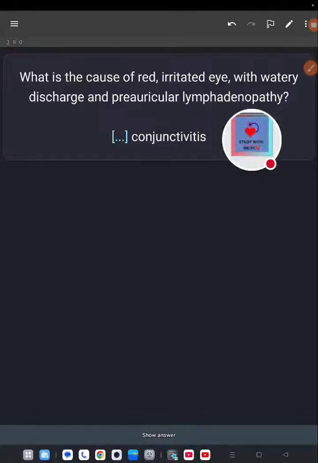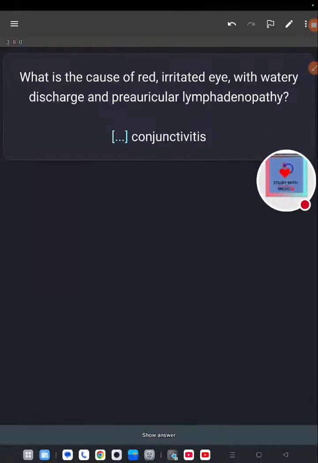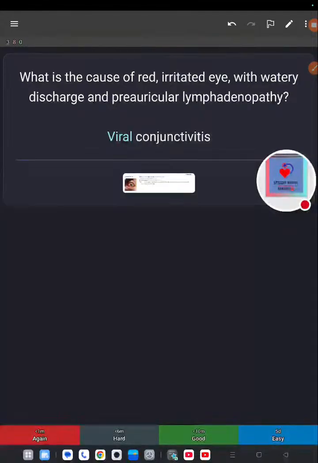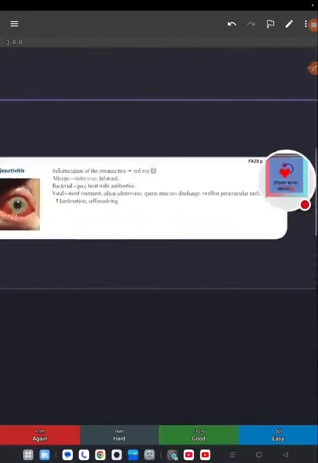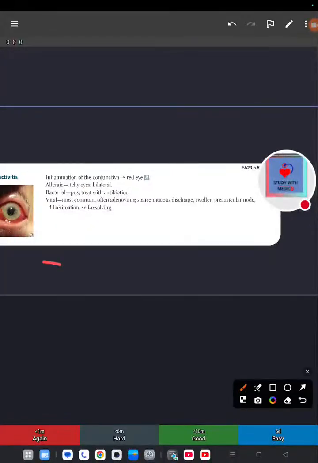What is the cause of a red irritated eye with watery discharge and preauricular lymphadenopathy? This is viral. Inflammation of the conjunctiva is called red eye. If it is allergic, it will be bilateral.